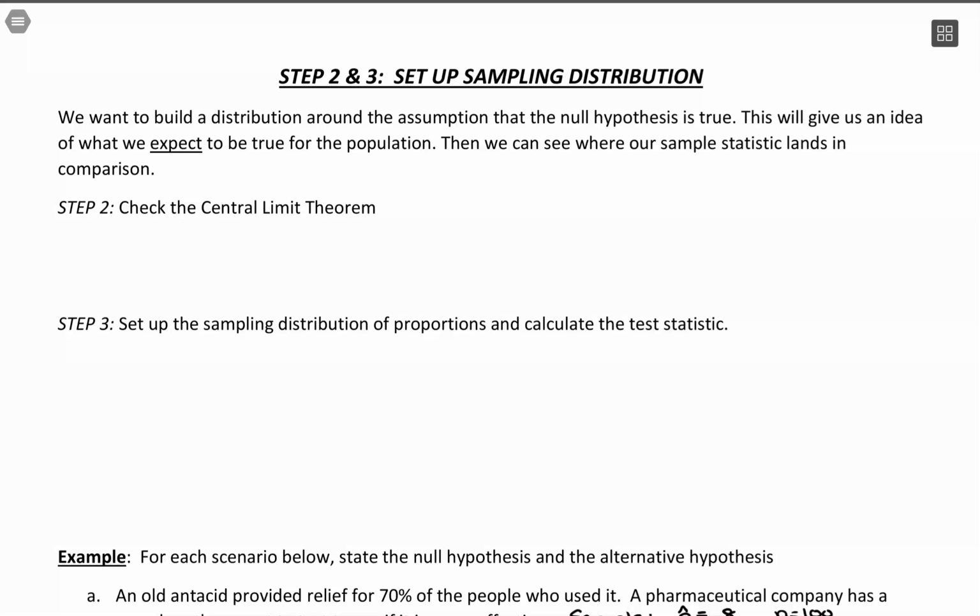After setting up our null and alternative hypotheses, we can go on to setting up our sampling distribution of proportions. What we want to be sure to do is, when we build our sampling distribution, build it around the assumption. So we want it to be based on our null hypothesis being true.